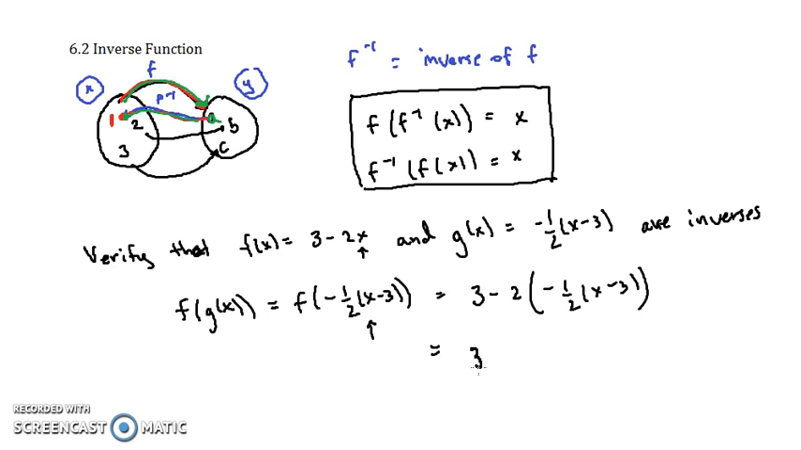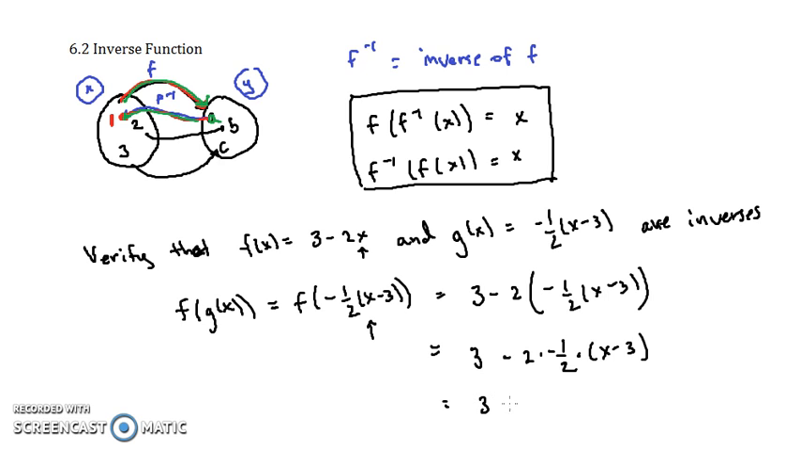So we've got 3, and then when we distribute this, this is 2 times 1/2 times x minus 3. So it's actually like this. We're not going to distribute that 2 over everything. We're actually just multiplying these two together. So the 2 and the 1/2 cancel. That 2 times 1/2 just gives us 1, and negative negative gives us positive 1.